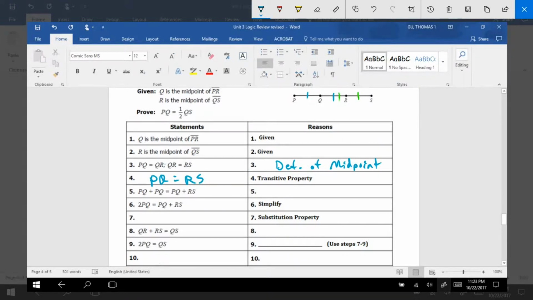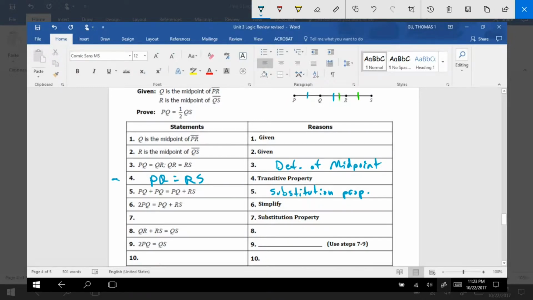PQ plus PQ equals PQ plus RS. Wait a second, how did they get that? PQ plus PQ equals PQ plus RS. That's because PQ equals RS as seen in step 4. You can just substitute. So, substitution property. Because we're just writing PQ plus PQ, and then we substituted RS in place of one of the PQ, and it would say PQ plus RS.